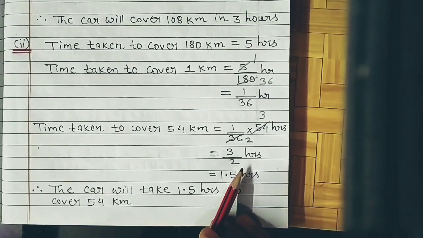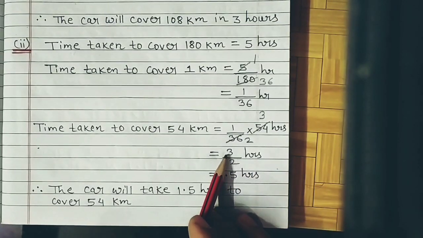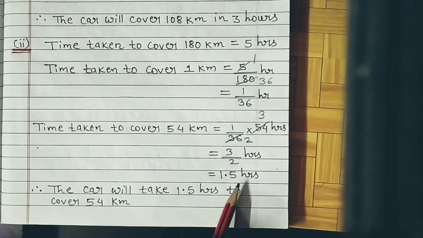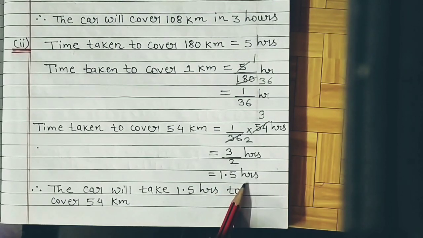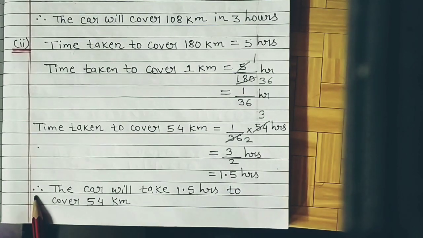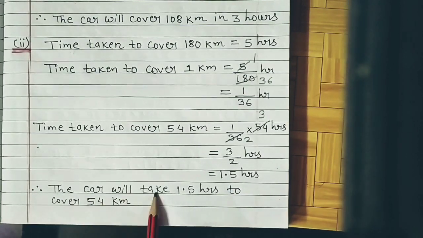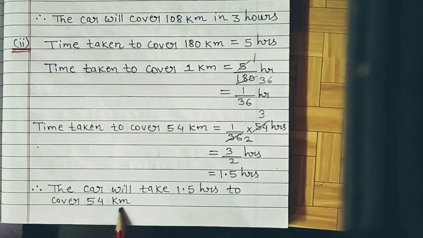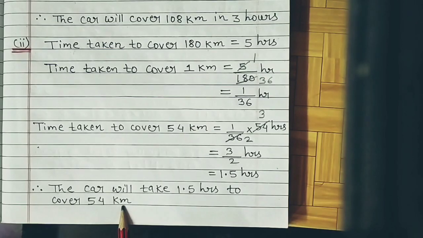Clear? Now after dividing 3 by 2, the result will be 1.5 hours. And this is our answer. So I have written at the end, therefore the car will take 1.5 hours to cover 54 kilometer. Clear?